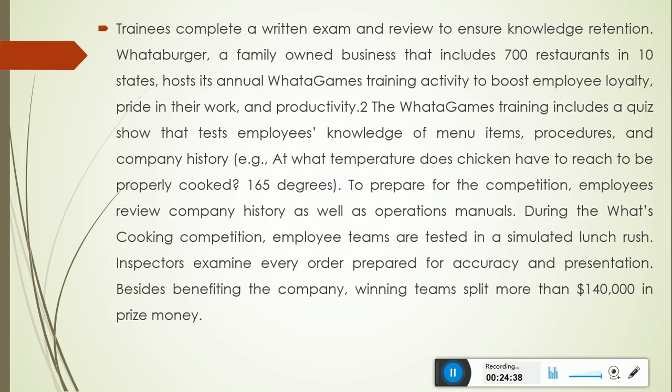So what will happen for this game, for this prize, employees need to go and review each and everything regarding the company. They need to review the menu, they need to review the safety and security procedures, they need to review each and everything, because to win the prize you have to know at which degree you need to cook the chicken. 165, okay. At which degree you need to cook, for example, beef, okay.